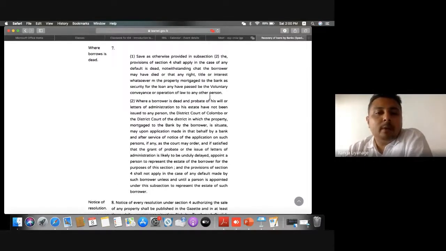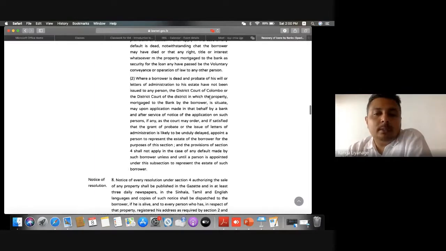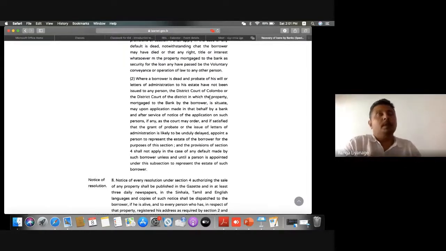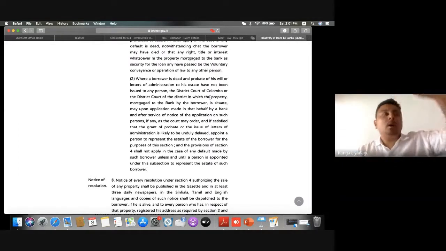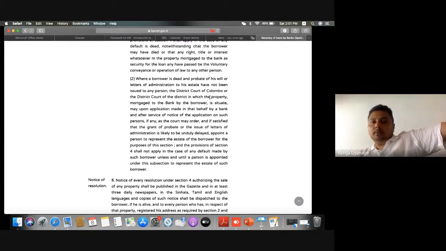Where a borrower is dead and probate of his will or letters of administration have not been issued, the District Court of Colombo, within which the mortgaged property is situated, may, upon application made on behalf of the bank and after service of notice, order that the grant of probate or letters of administration is unduly delayed and appoint a person to represent the estate of the borrower for the purpose of this section. The provisions of section 4 shall not apply in case of any default made by such borrower unless and until a person is appointed under this subsection to represent the estate of such borrower. So if the borrower is dead, yes, you can do that, but you have to make an application to the district court where the testamentary case of that borrower is being filed.